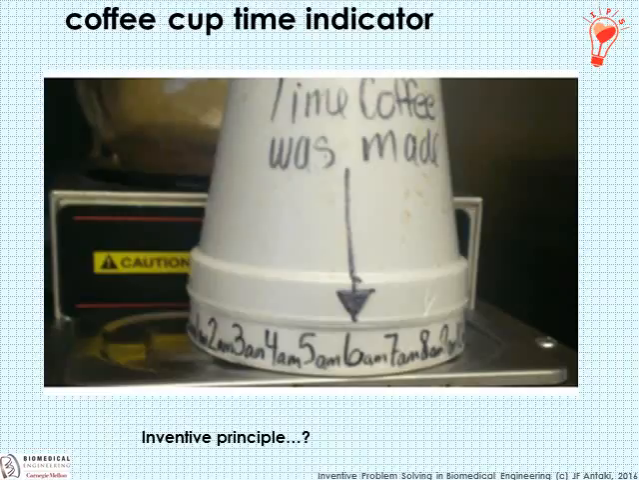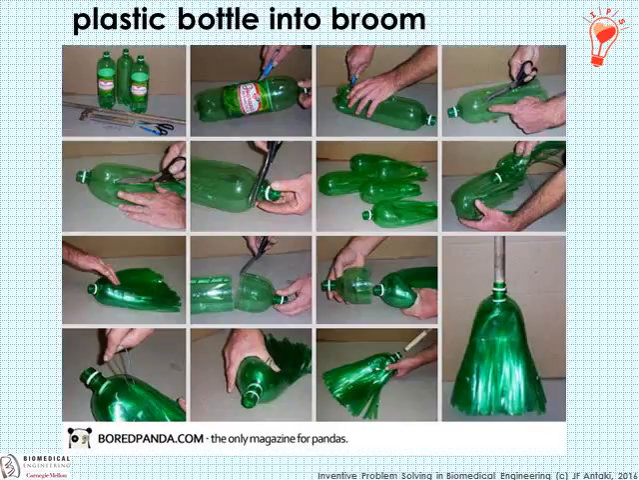This may not be the most monumental invention of all time, but I really respect the ingenuity of the person that thought of taking two coffee cups, nesting them, and then using it as a kind of timer or indicator of what time the coffee was made. And of course, the inventive principle is obvious. It's one of our favorites. Number 7, nesting. Here's a very clever and non-obvious thing that you could do with a plastic bottle to turn it into a broom.